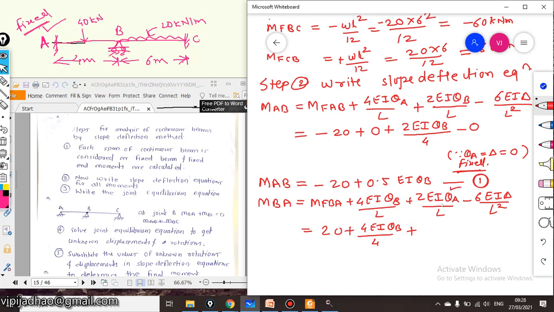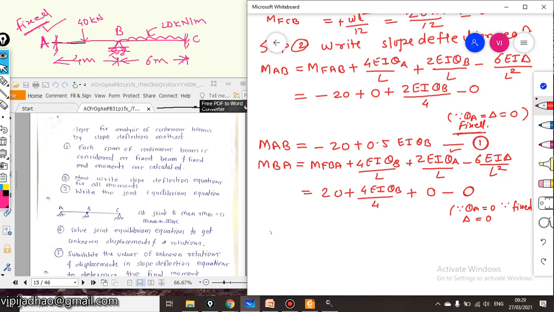Here we have theta A is equal to 0 because this support A is a fixed support. Therefore this particular term will be 0, minus again delta is equal to 0 because there is no settlement. We can write down the reason: theta A equal to 0 since fixed support, and delta is equal to 0 because no settlement is given for this particular problem.